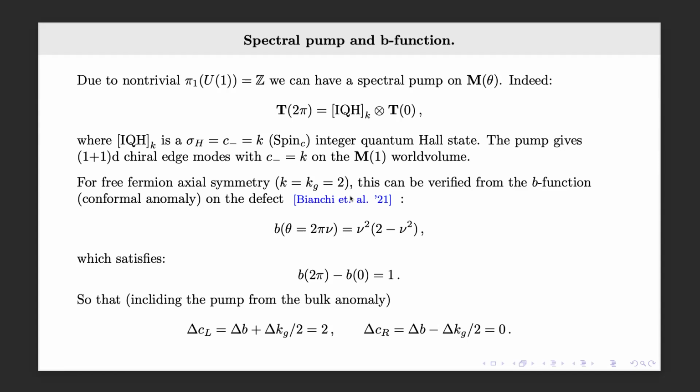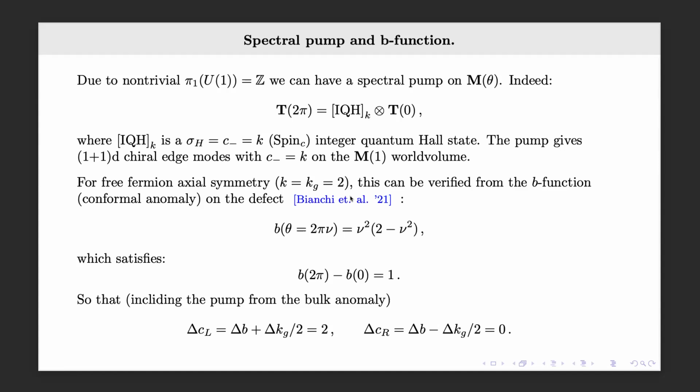What I want to notice is that this function is not periodic in theta, and actually b of 2 pi minus b of 0 is 1. So this type of Weyl anomaly changes once you go around the circle for the modular defect. And if you want to compute the central charges of the edge modes, which I predict, what we have to also subtract or sum are the pure gravitational anomalies that you are pumping, which come here.